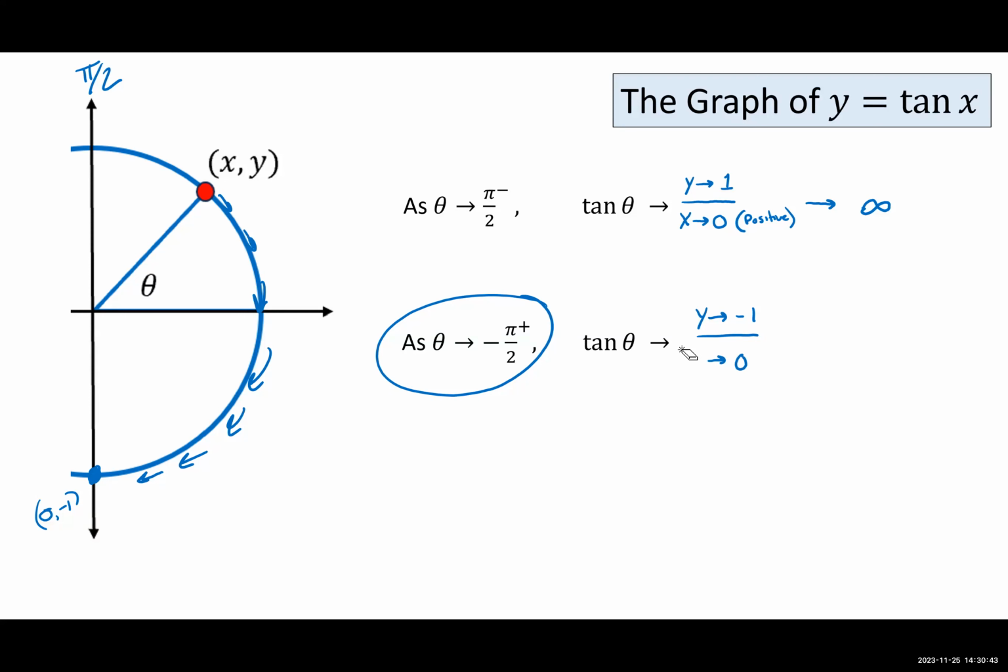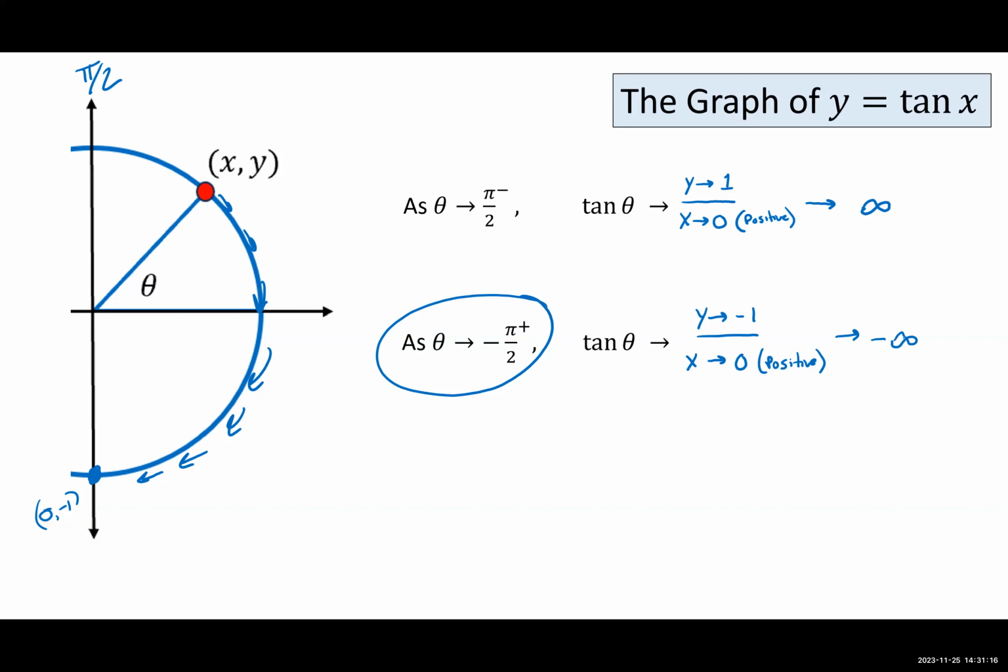I should say the x values get closer and closer to 0, but also they stay positive, so really, really small positive numbers. So when you take a number close to -1 divided by an infinitely small positive number, you get a negative sign, and that number gets really big, but in the negative direction. So the tangent goes to negative infinity.